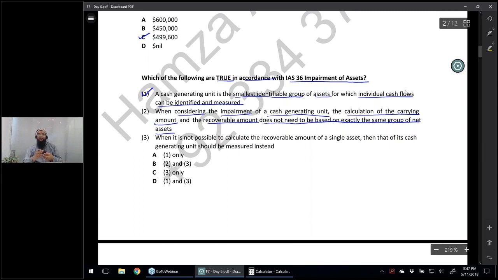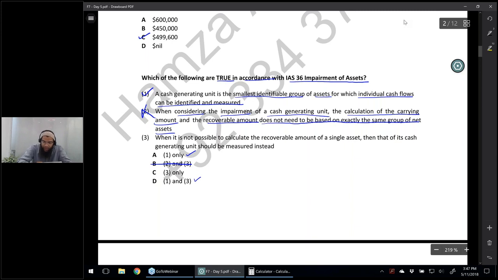So can we compare the carrying amount of one CGU with the recoverable amount of another CGU? Can we compare this? Obviously not. So this statement is actually false. So B is not the right answer. And one is the answer. So either A or D is going to be the answer.